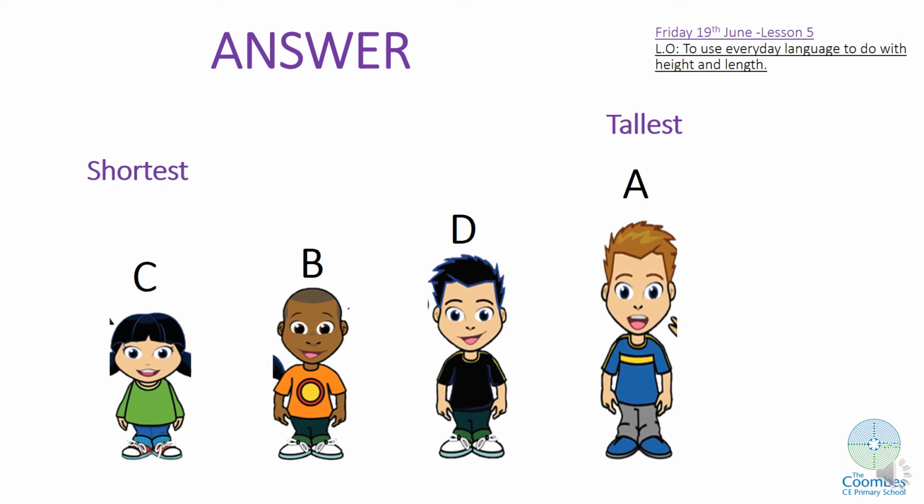Well done. If you got that person C was the shortest, then B, then D, and then A. Well done.